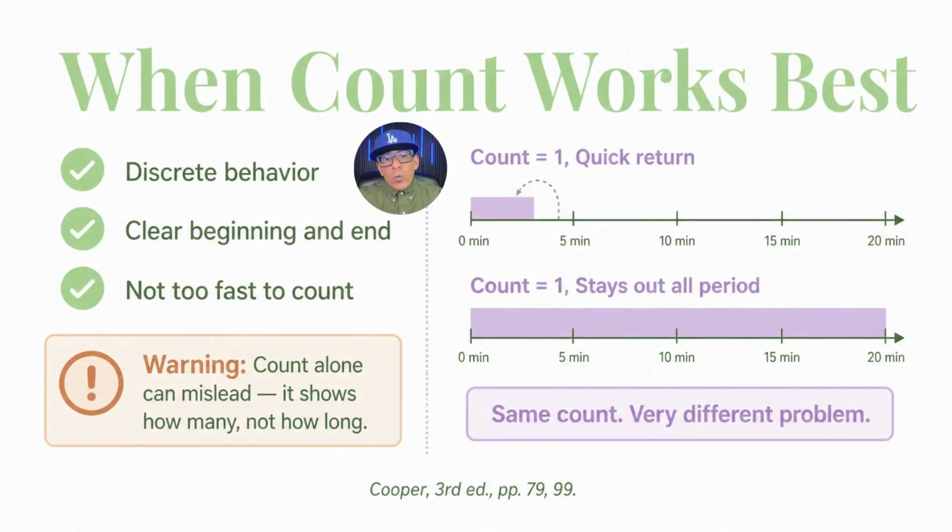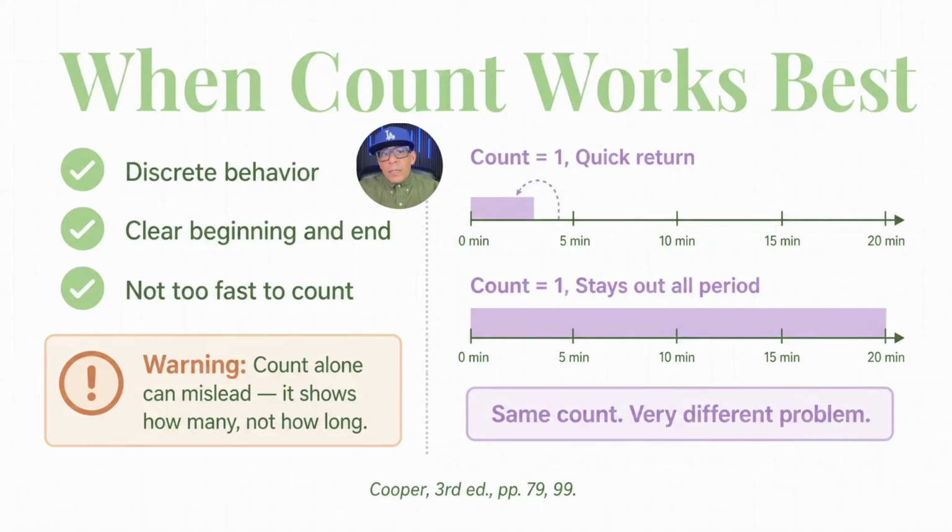Count itself is useful when the behavior is discrete and countable. A discrete behavior has a clear beginning and end that makes each occurrence easier to record. Cooper gives us an example of a teacher tallying each time a student leaves their seat, when out of seat behavior is discrete and not so high rate that counting would be difficult.